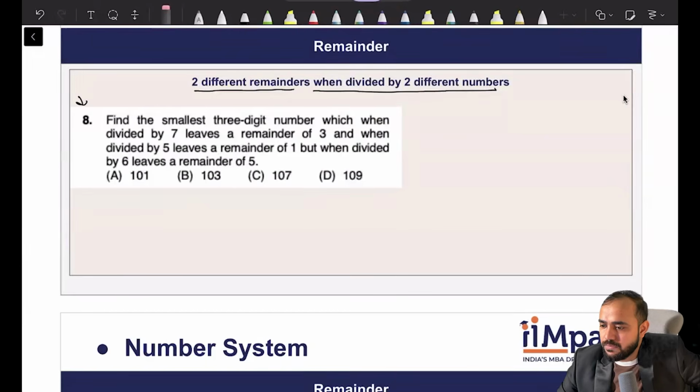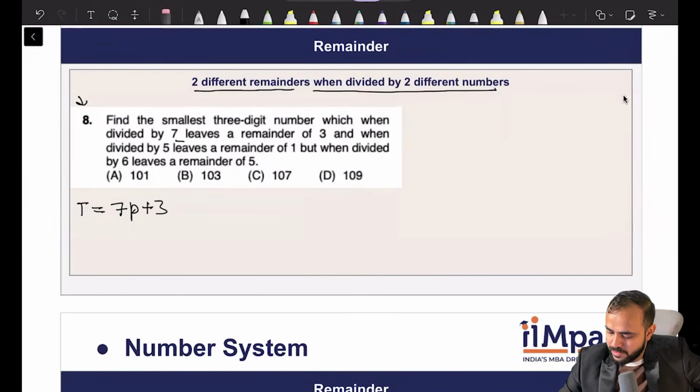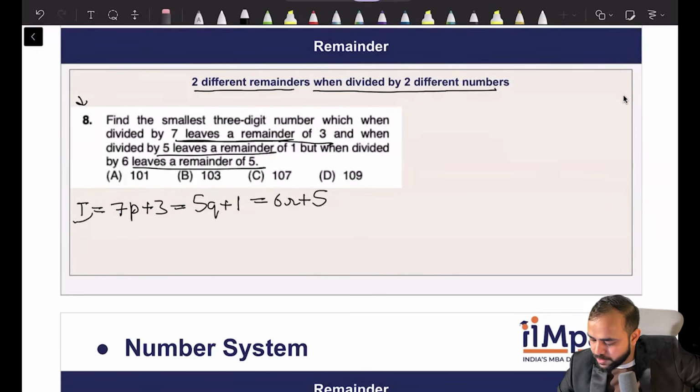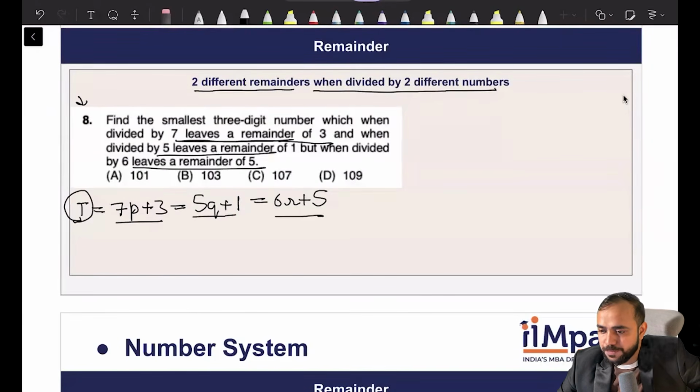All right, so the question states that the total number that is given to you, T, is equal to 7p plus 3, which leaves a remainder of 3 when divided by 7, which is equal to 5q plus 1, which is equal to 6r plus 5. All these three statements are telling you information about this total number only. So can I equate them to each other? Can I equate 7p plus 3 to 5q plus 1 to 6r plus 5?